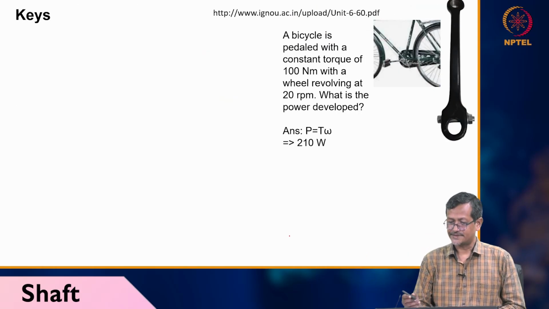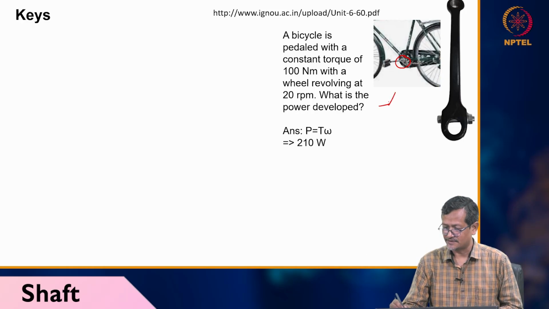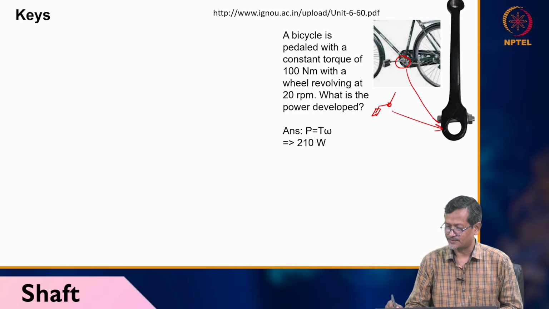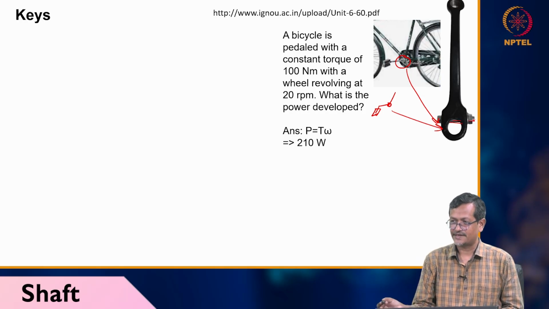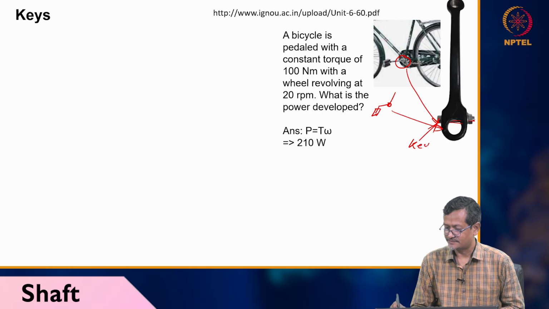Okay, keys. A bicycle you have seen here. Here the bicycle pedal is connected to one axle. Then you have the pedal, and there is a connection. So this one connection, or this one you can say, this one pin is here. Okay, this is a key actually. This is called a key.